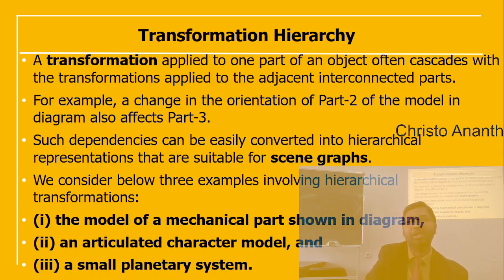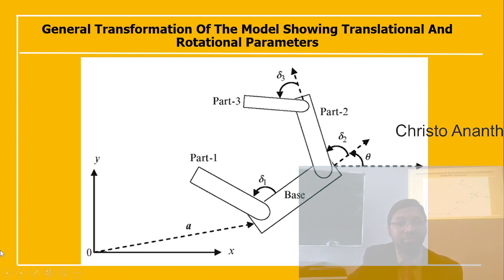So a transformation applied to one part of the object is going to cascade to the transformation applied to the adjacent interconnected parts. So a change in the orientation of part 2 of the model in the diagram also will be affecting part 3. So you can convert these dependencies into hierarchical representations in the scene graphs. So we'll see 3 examples: the model of a mechanical part, then an articulated character model, and a small planetary system.